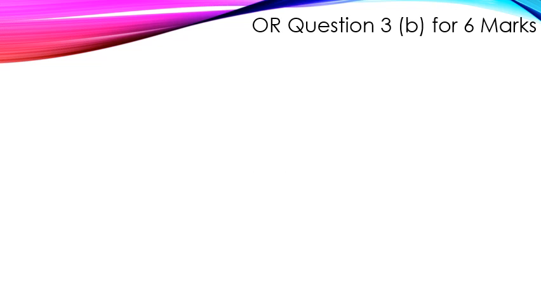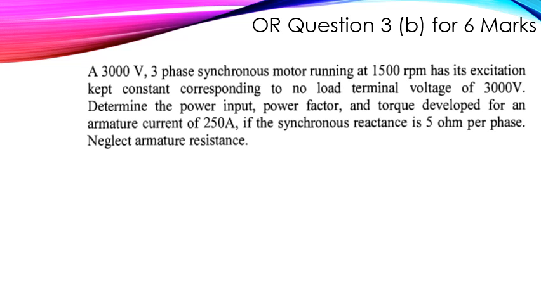This is the next question, question 3b, which is also for 6 marks. The question is: a 3000 volt 3-phase synchronous motor running at 1500 rpm has its excitation kept constant corresponding to a no load terminal voltage of 3000 volt. Determine the power input, power factor and torque developed for an armature current of 250 ampere if the synchronous reactance is 5 ohm per phase, right?